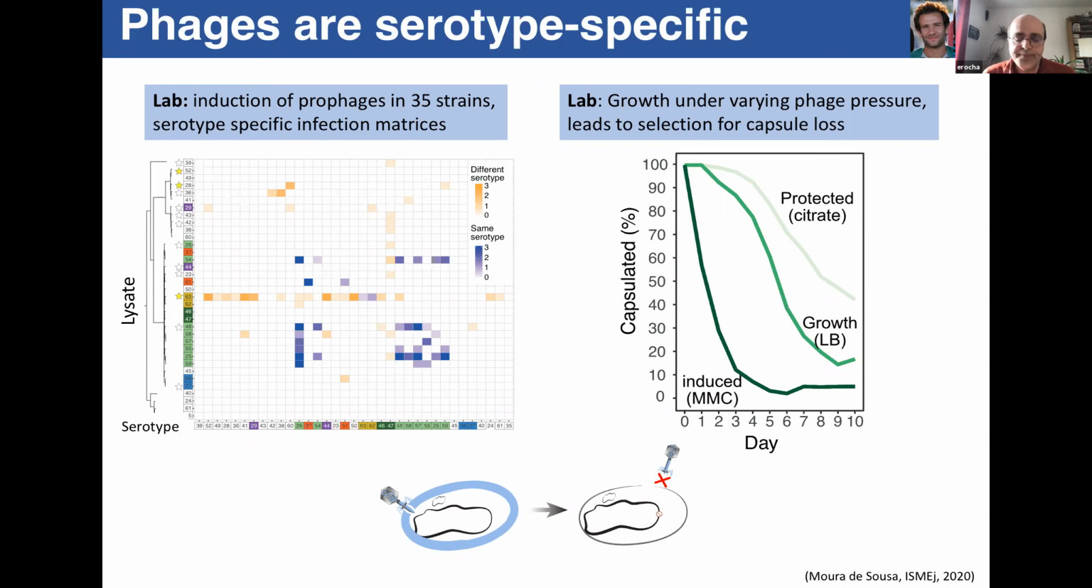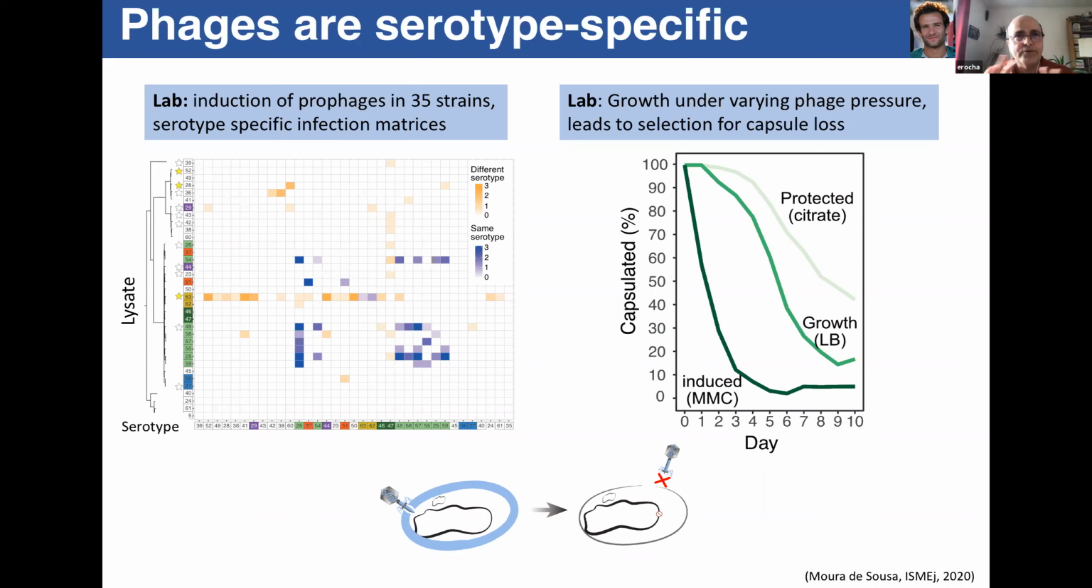Typically, they are in blue and they correspond to positive interactions, that is, the ability of the phages to infect the bacteria. It is associated when they infect bacteria of the same serotype. So it's yellow when it's different serotypes between the donor of the prophages and the recipient of the prophages, and in blue when it's the same serotype.